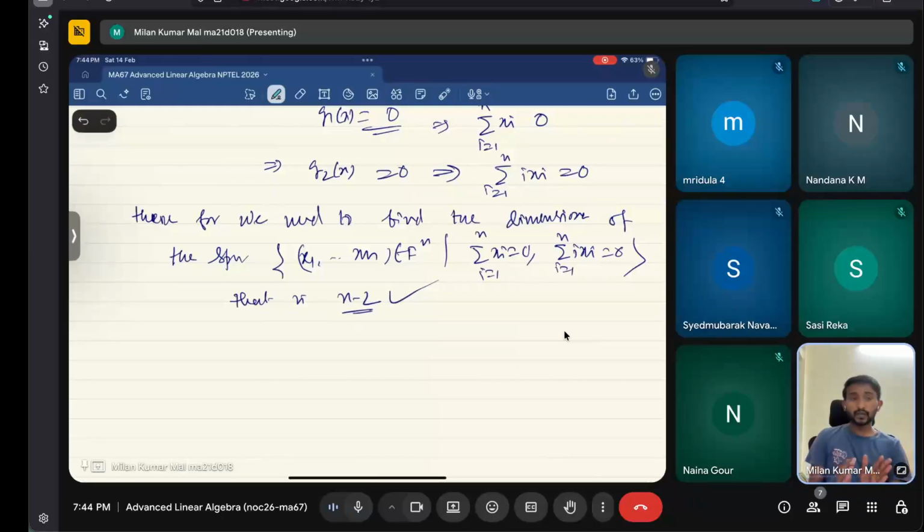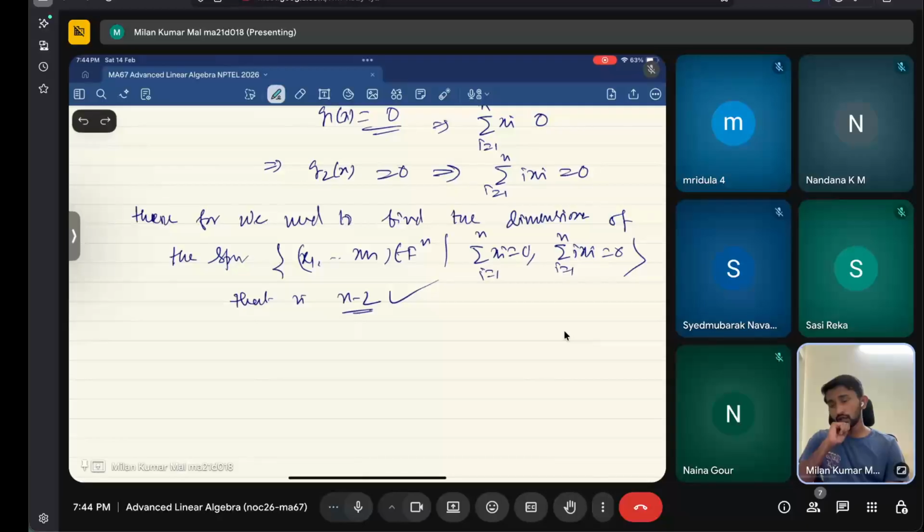First of all, here are two facts I should make clear. First, why does this space have dimension n minus 2? Because if you don't give any condition, like summation x_i equals 0 or summation i x_i equals 0, then the dimension is n. But when you give two conditions, the dimension will be reduced by 2. Why? Because those two conditions will help you reduce those two dimensions.